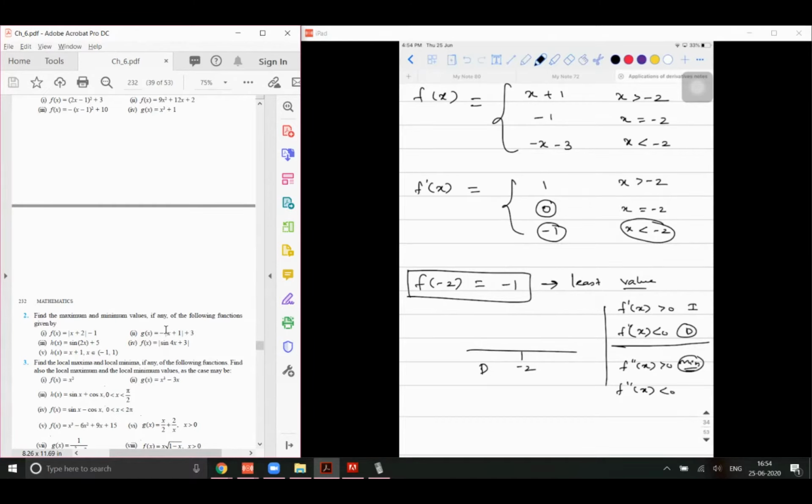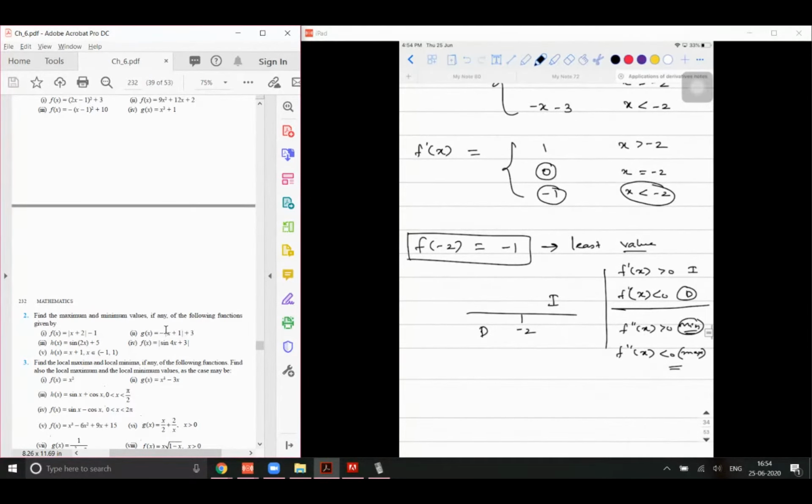For f double dash of x greater than 0 it is minimum, and for less than 0 it is maximum. Only for f double dash of x, the principle is reverse. For f dash of x, greater than 0 means increasing, less than 0 means decreasing. So decreasing, and here it is increasing. If a function is decreasing and then increasing towards a particular point, what will that point be? It is a point of minimum. This is decreasing, this is increasing, then this will be the least point. So f of minus 2 will give me the least value possible.